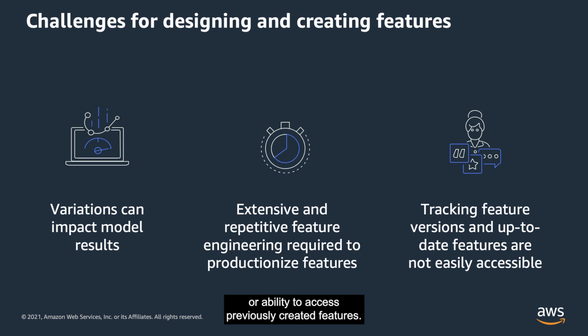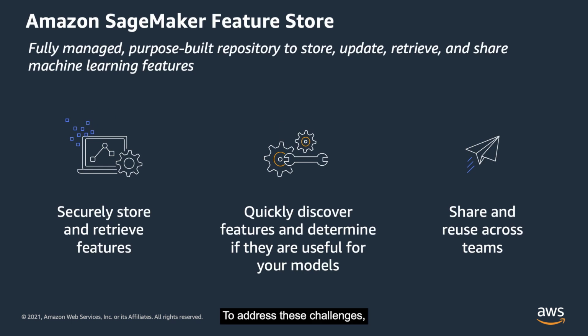To address these challenges, SageMaker Feature Store provides a fully managed central repository for creating, sharing, and retrieving machine learning features for training and inference with low latency. Features stored in SageMaker Feature Store are organized in groups and tagged with metadata, making it easy to securely store and retrieve features without the heavy lifting of managing the infrastructure.